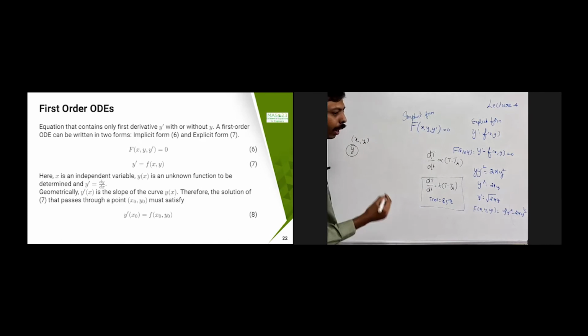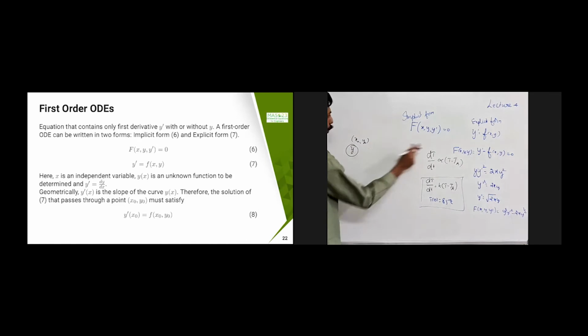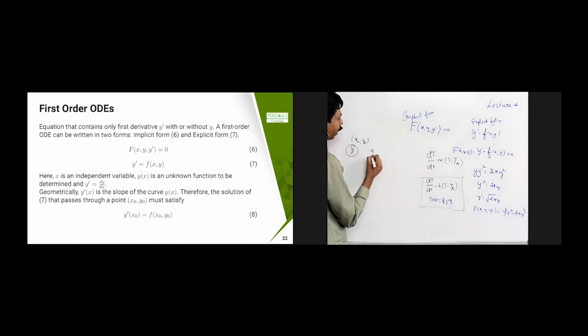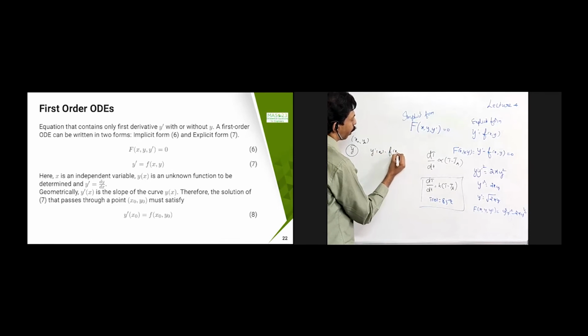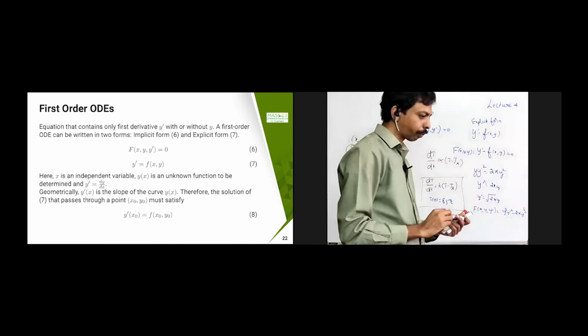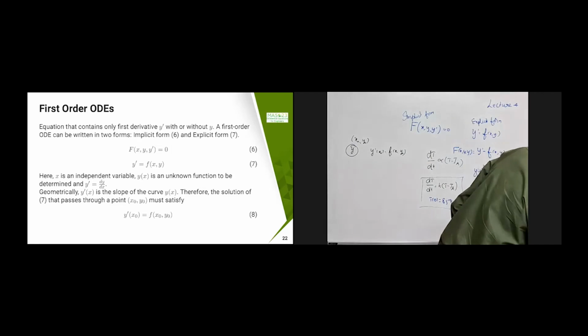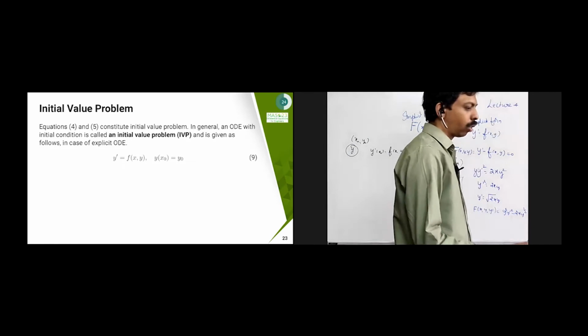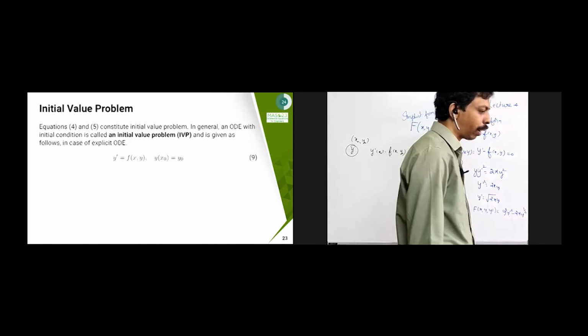That means what I should have is this: suppose y equal to f of x is given, and at x naught comma y naught it should pass through that. That means y dash of x naught should be equal to f of x naught comma y naught. So that we call a solution passing through them. So we have to define what the solution means.